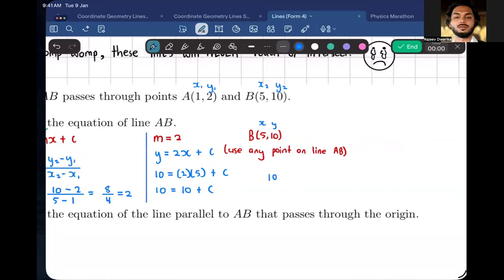So let's work it one step at a time, right? 10 plus c is equal to 10. So I flip the left hand side and right hand side. Then I move across the 10, right? So c would be equal to 10 minus 10. So c is equal to what in this case? 0. Okay, so if c is equal to 0, it means that this line is passing through the what?